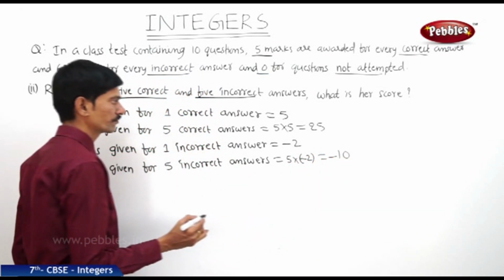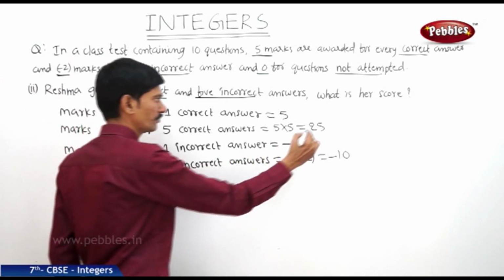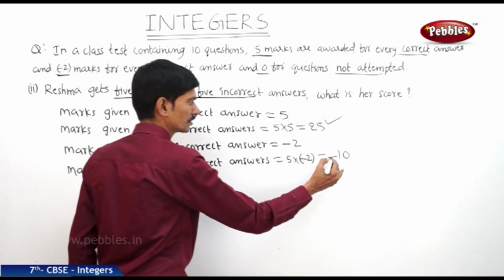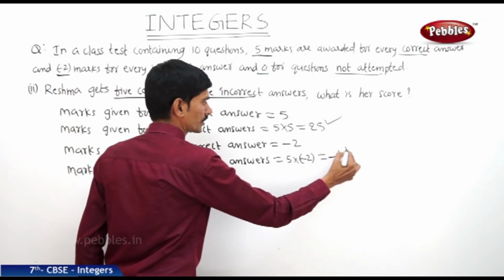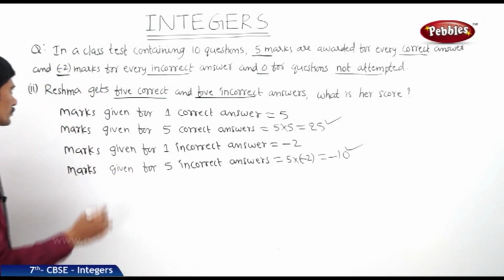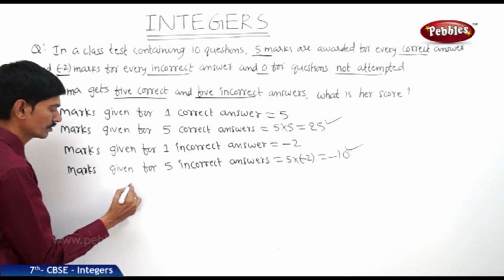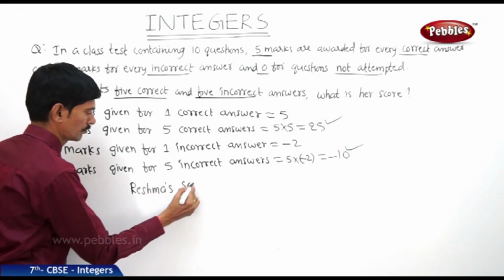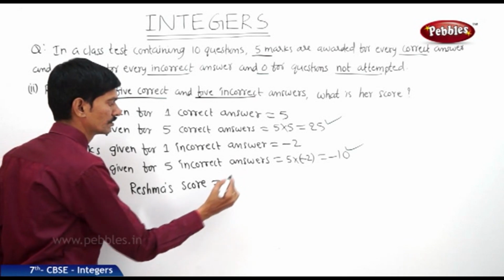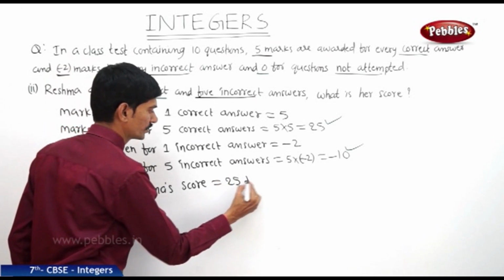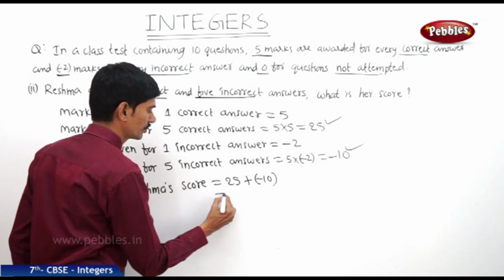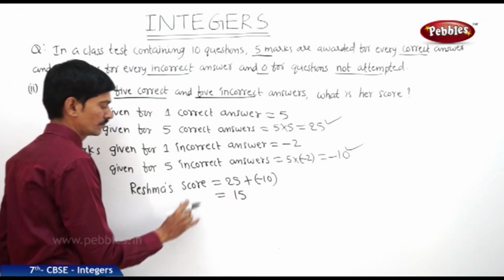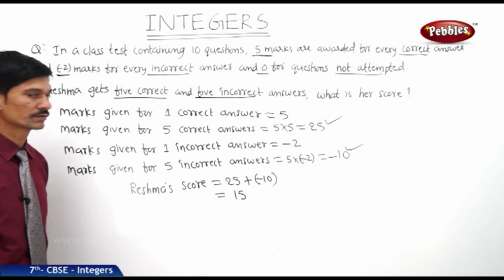So for attempting 5 correct answers she got 25 marks, and for attempting 5 incorrect answers she got minus 10 marks. Now we have to find the total score. So Reshma's score equals 25 plus of minus 10. So this equals 15 marks. So on the whole she got 15 marks.